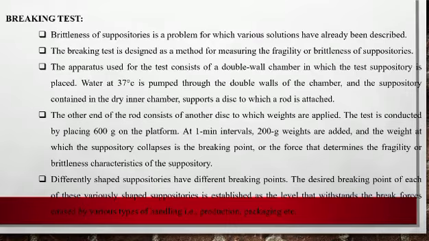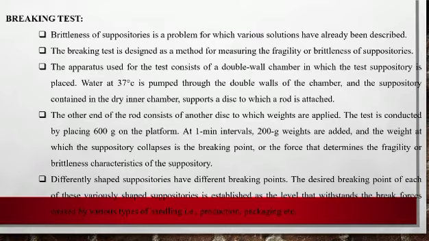Next, for that, first we have to take a suppository sample, usually 1 to 3 units. We have to place the suppository horizontally between the two supports of the apparatus. We have to gradually increase the weight or force on the suppository. We continue to add weight at regular intervals, so that at 1 minute intervals 200 grams of weight are added.